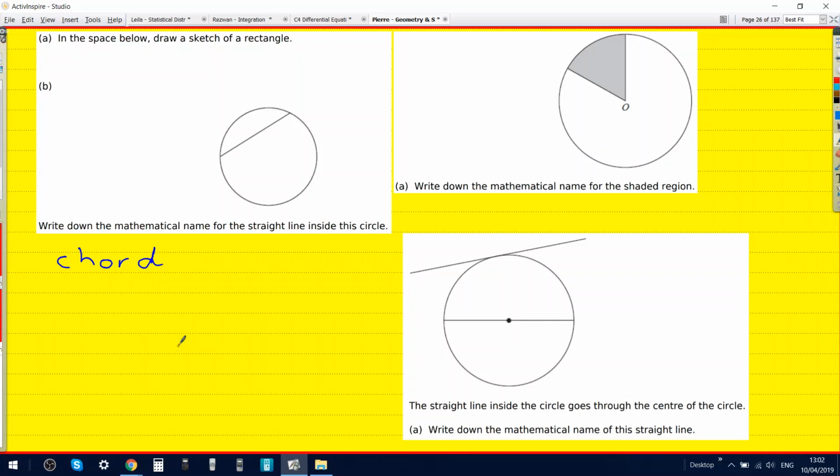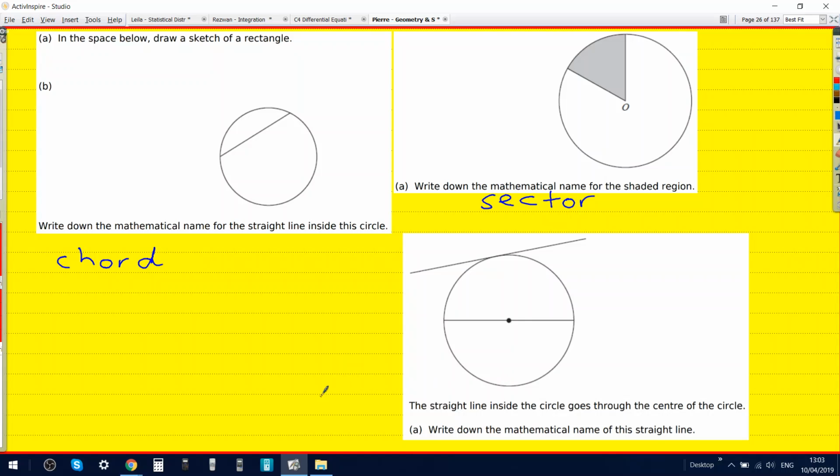Top right. The shaded region. That's a segment, isn't it? A segment's kind of like the crust. This is like the slice. It's not the core. You may not know it. Sector. That's it.